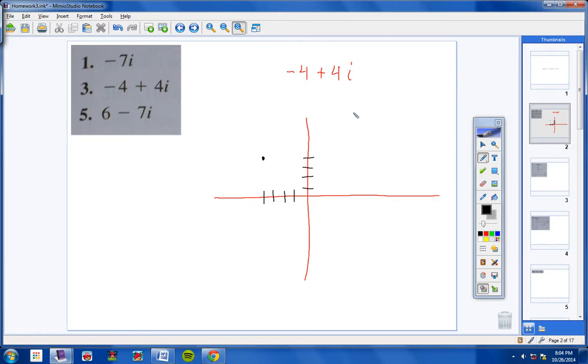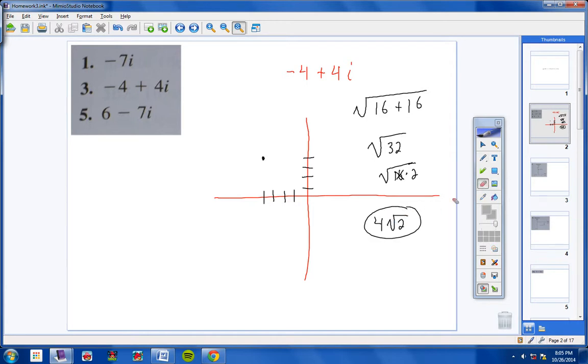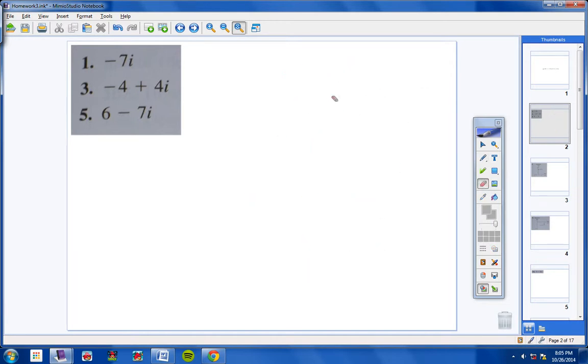Now the absolute value, well, we take the square root of: we square this number here, that's 16. Square this number here, that's 16. Add them together, and we get 32. Okay, now we can of course simplify that to 16 times 2, and then take the square root of 16, which is 4, put a 4 on the outside, and we're left with 4 square root of 2 for the absolute value. Okay, not too difficult.